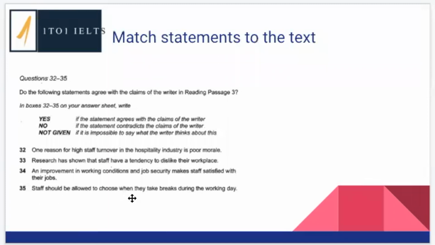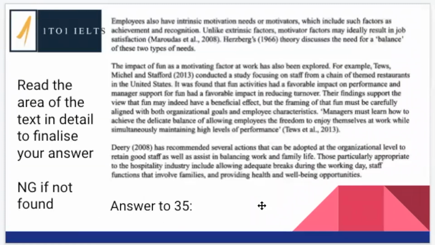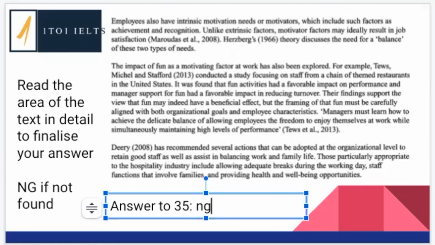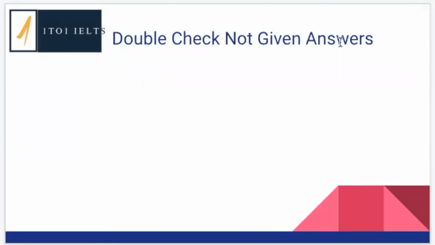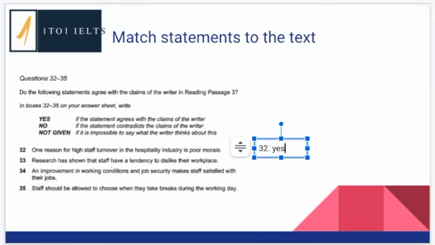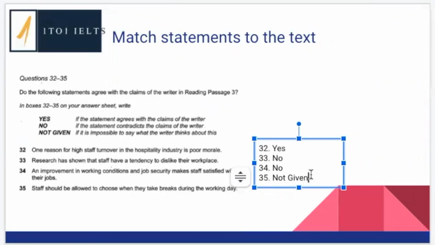At this point, you should be going back to your question, just making sure: staff should be allowed, so we're saying, okay, you can choose when, the time of your breaks. And there's no mention of that. Not given. Then our final step is double-checking not given answers. We just did that. So our answers overall, 32 was yes, 33 was no, 34 was no, 35 was not given. And I think everyone found those questions pretty quickly today.